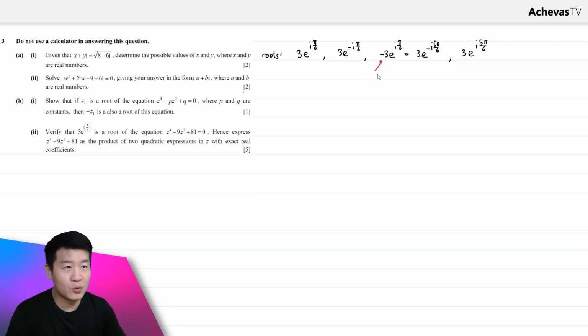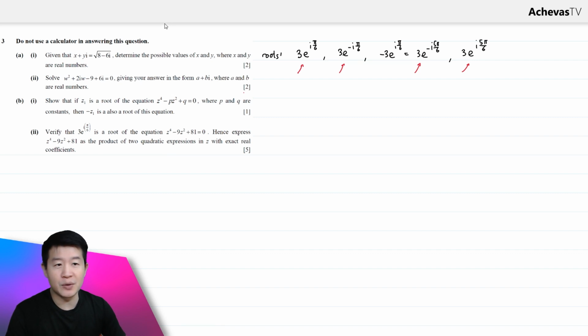So we have now 4 roots. It is this, one root, another root, then another root, and another root. We are supposed to re-express this whole thing as the product of 2 quadratic equations.